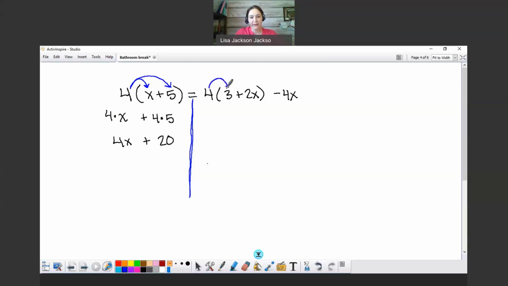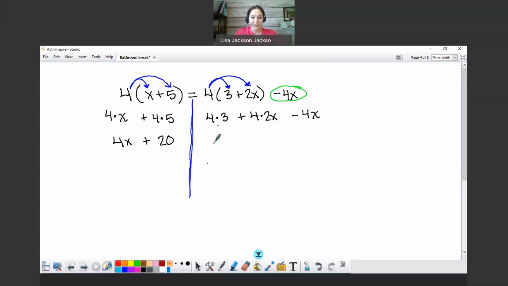Again, there's parentheses. That means I can distribute to get rid of those parentheses. So I have 4 times 3 plus 4 times 2x. In this case, I also have this term out here. I need to make sure I don't lose it. So I'm going to go ahead and write it down here. Every time I do work, I rewrite the question. That is what helps me get a correct answer in the end.